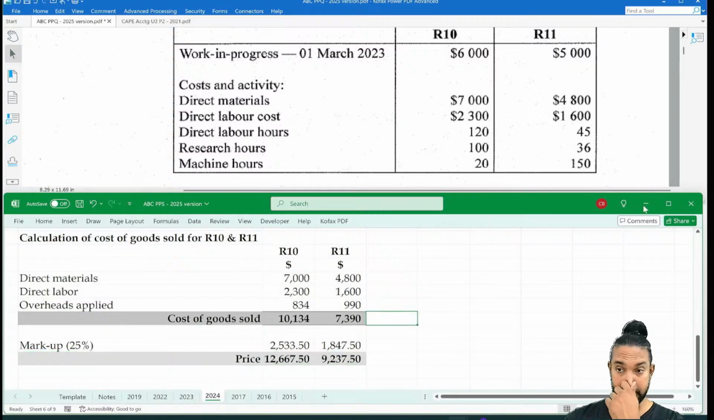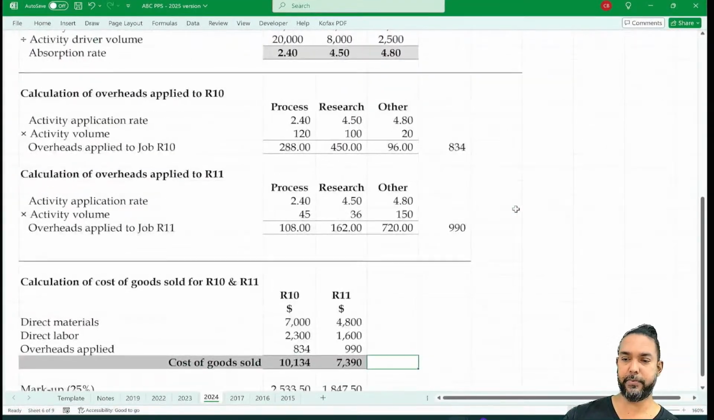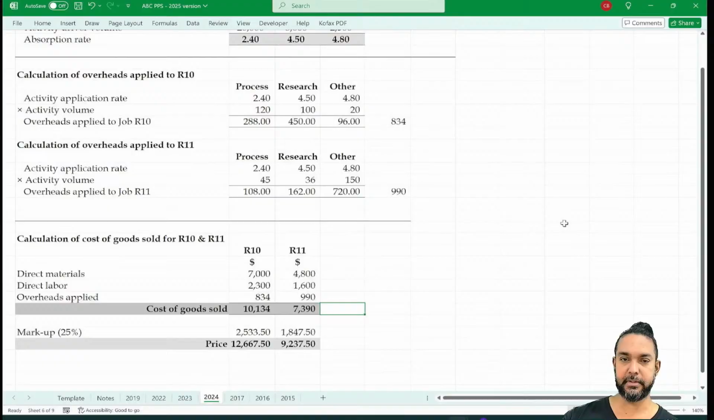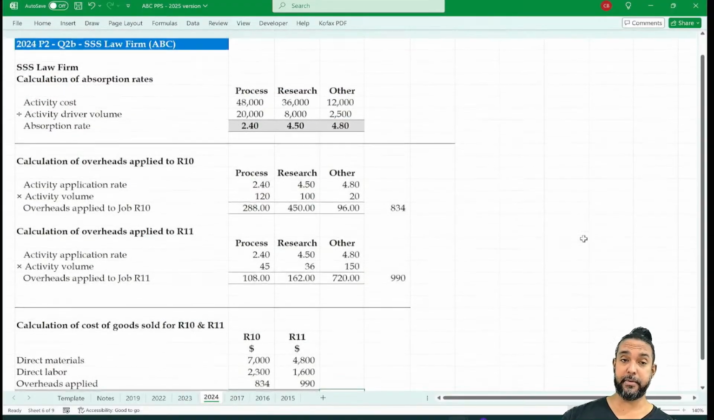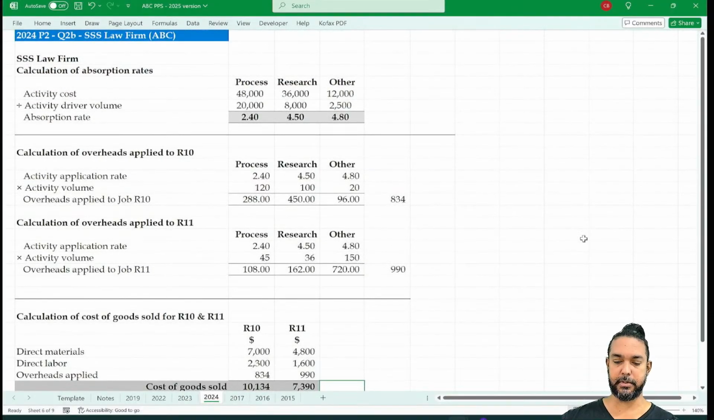Okay, let's maximize that. Let's see if we could zoom out a little bit so the whole thing could be sent in one pic. Maybe not. Maybe we have to send 2 pics, but that's okay because we have the technology. Oh, sorry, I'm now seeing your photos. 2.4, 4.5, 4.8, 7, 8, 2, 3, right. Okay, 10, 1, 34, 7, 3, right, lovely. Brilliant.